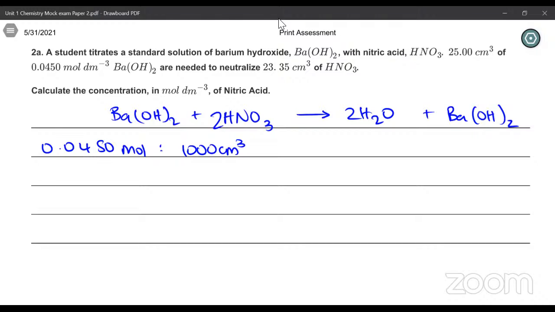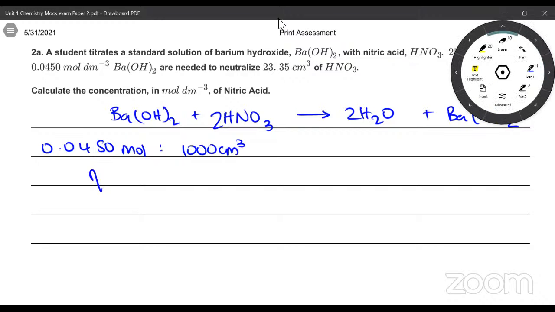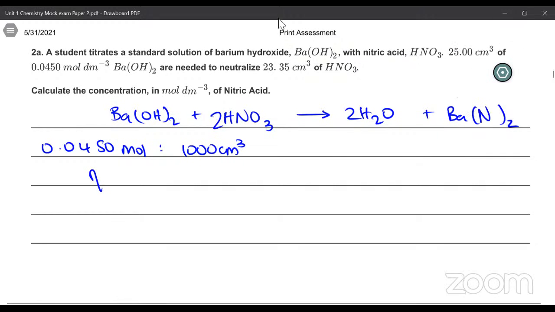All right. And now we want to know how much would be... no barium. Oh, sorry. Yes, that's true. Barium nitrate. Thank you for that. NO3 would be the salt. So the salt would be barium nitrate and water. Thank you, Annalie.